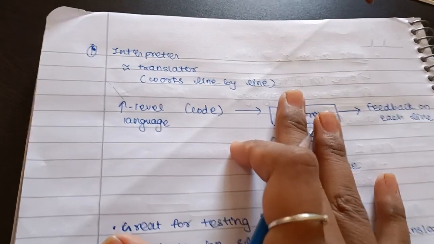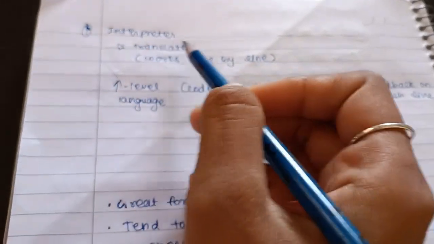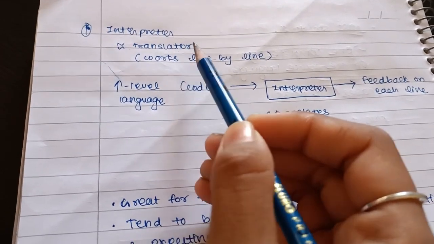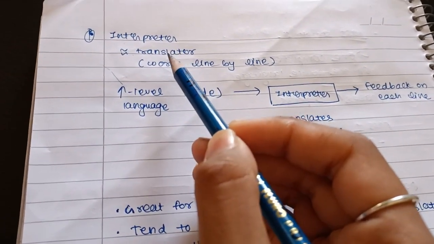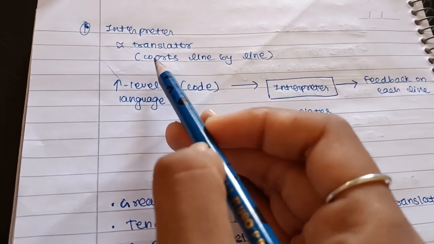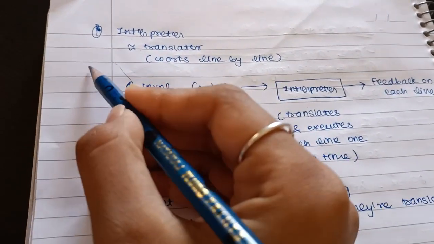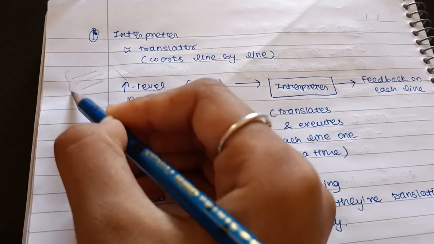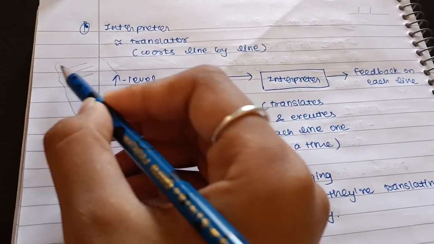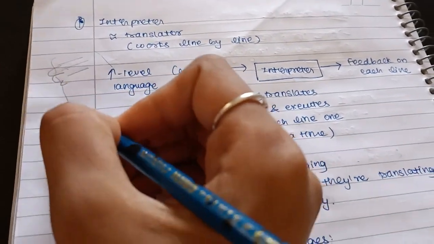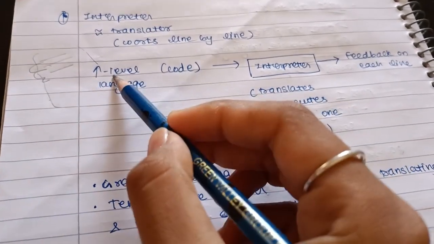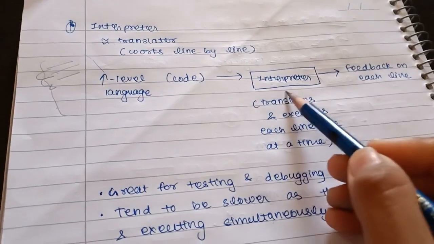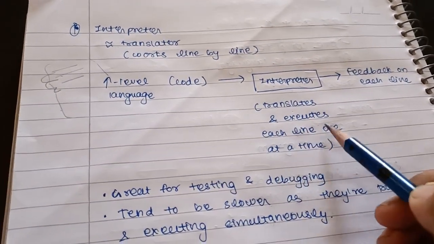First, let's talk about the interpreter. An interpreter is similar to a translator, but the added point is that it translates and executes at the same time, and it works line by line. Whenever your code is being interpreted, the whole source code is translated and executed one line at a time. Whenever your high level language code is given as input, the interpreter translates and executes each line one at a time.